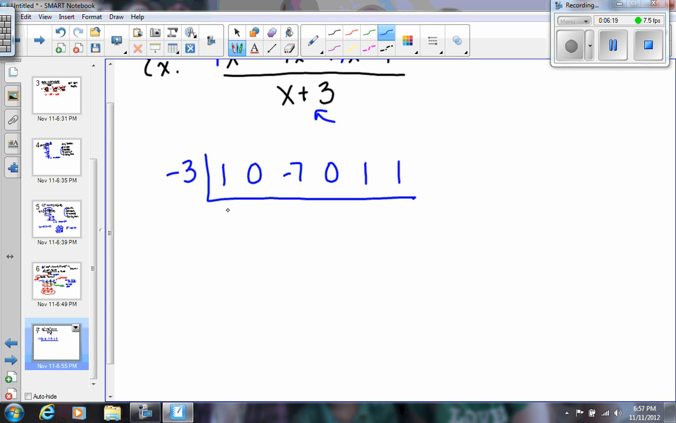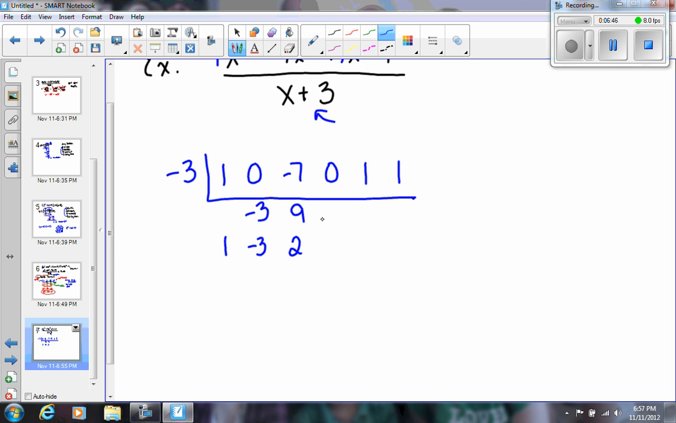I bring the first number down. It's not always going to be a 1, but it is here again. So I bring the 1 down, and then I'm going to multiply and add. So I multiply, negative 3 times 1 is negative 3, and then I add. 0 plus negative 3 is negative 3. Multiply, negative 3 times negative 3 is a positive 9, and then add. Negative 7 plus 9 is 2.